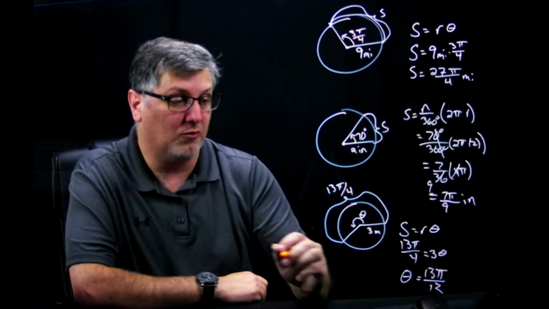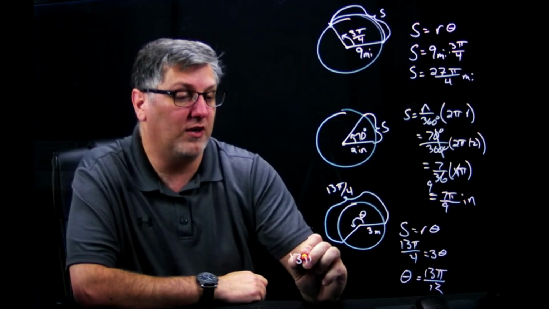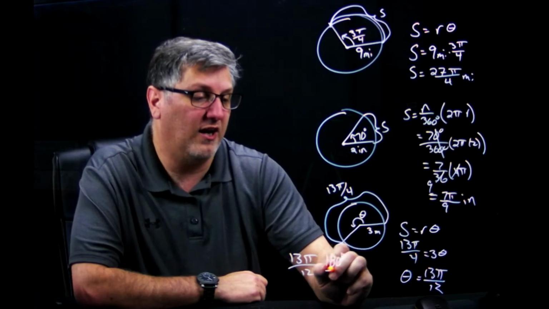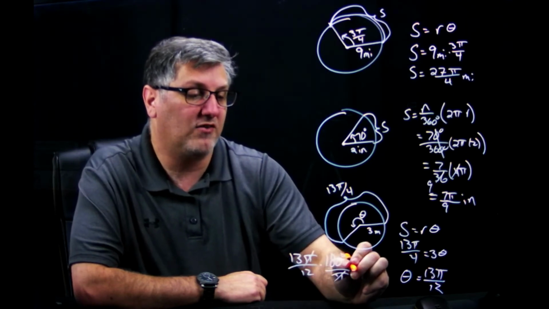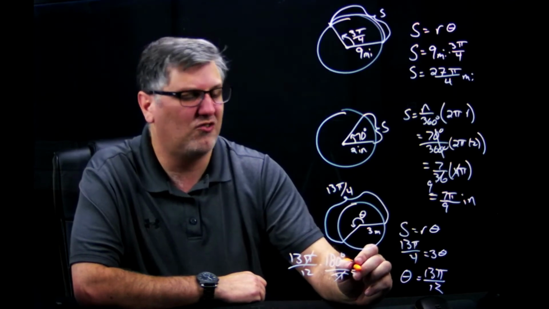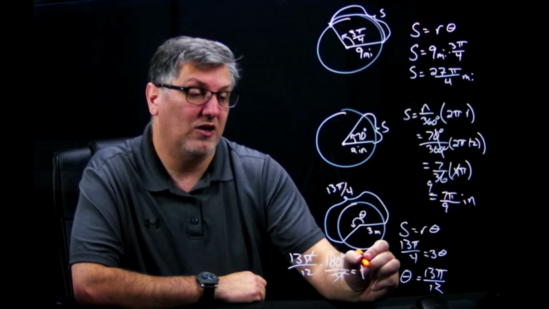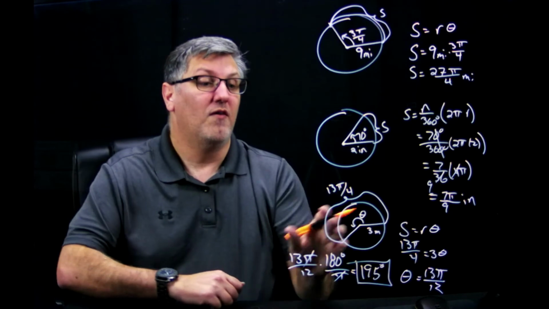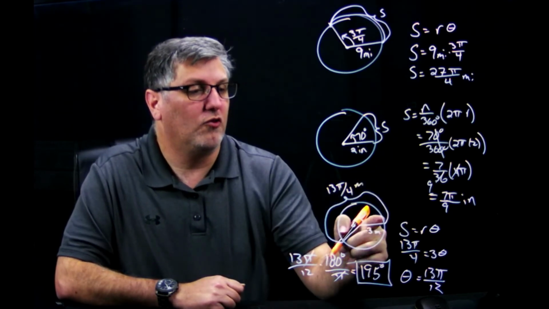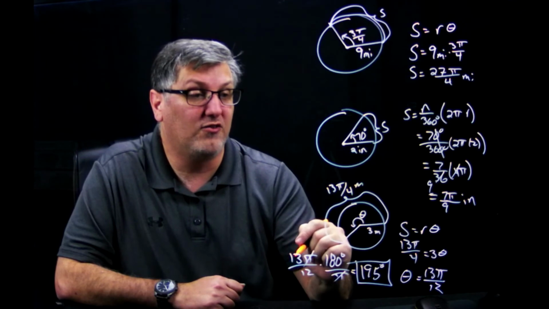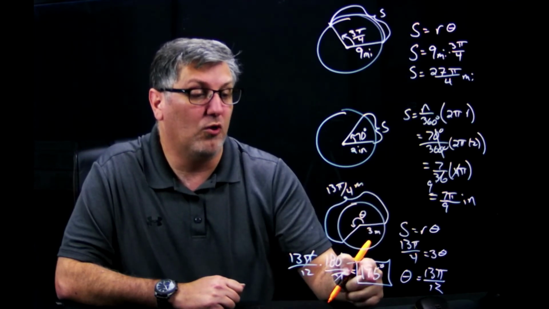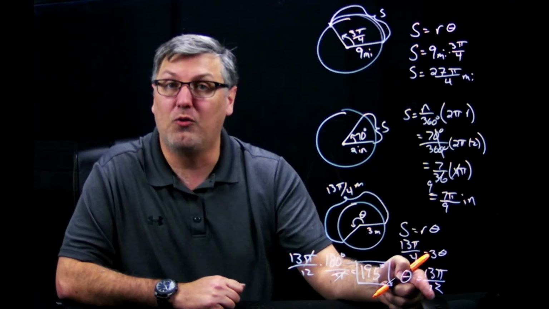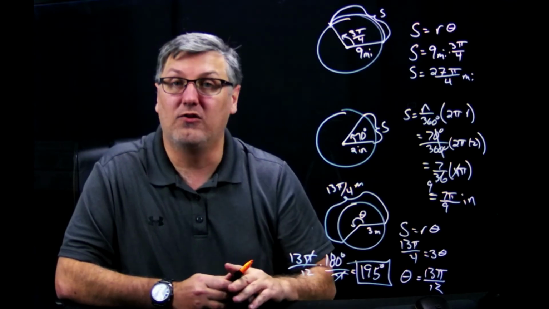Now to convert it to degrees, all I do is I have my 13 pi over 12 times my conversion factor of 180 degrees over pi. My pi is canceled. When you do the math, you should get 195 degrees. So to travel 13 pi over 4 when the radius is 3 meters, you're going to have to rotate 195 degrees, or the central angle is 13 pi over 12 radians. However you want to look at it.